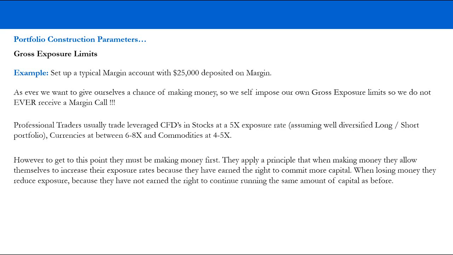The principle here is that when you're making money, you have the right to commit more capital because you've proven to yourself that you can make money. And now you started trading with less. So let's say you started off with $20,000 and now you've grown your portfolio to $28,000. The extra $8,000 that you've now made is the house's money. You're now playing with the house's money.